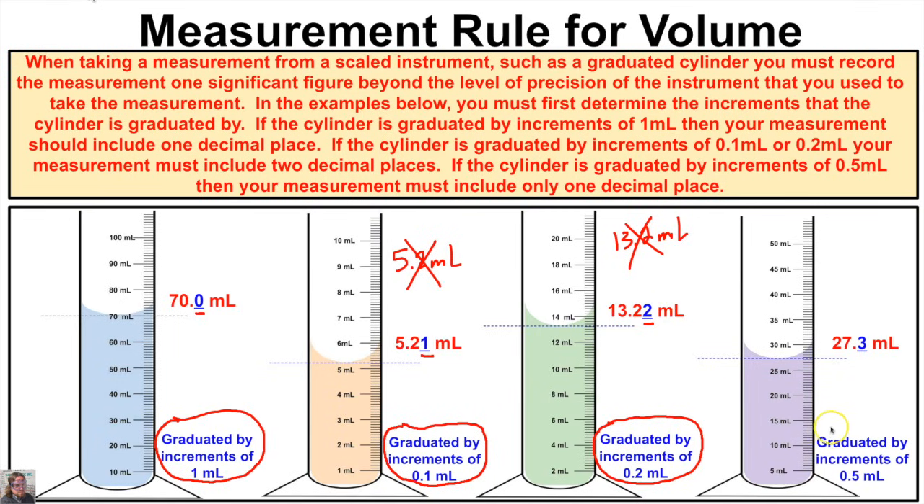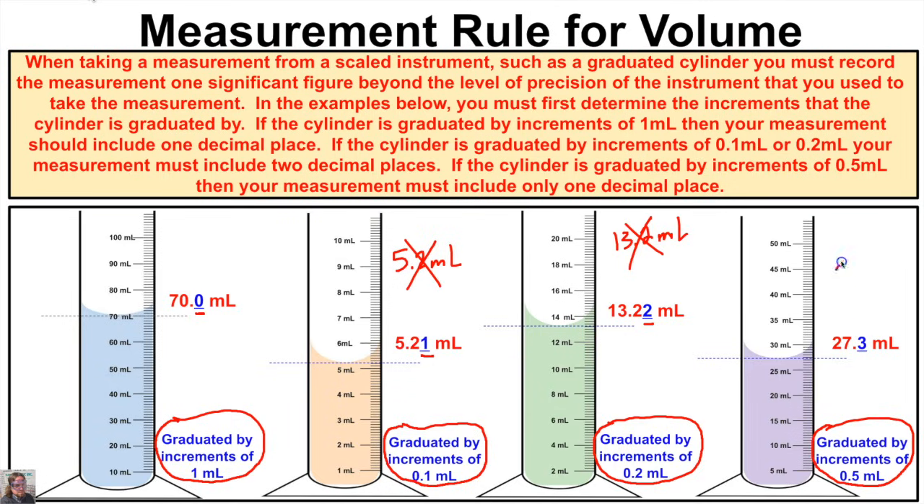And if we take a look at this graduated cylinder right here, the graduated cylinder right here is graduated by increments of 0.5. And when we have a graduated cylinder that's graduated by 0.5, it gets a little tricky and it kind of violates the rule that we just talked about. If you have a graduated cylinder that is graduated by 0.5 milliliter increments, in this instance here we are simply going to measure the liquid that's in the graduated cylinder to the tenths place, okay?